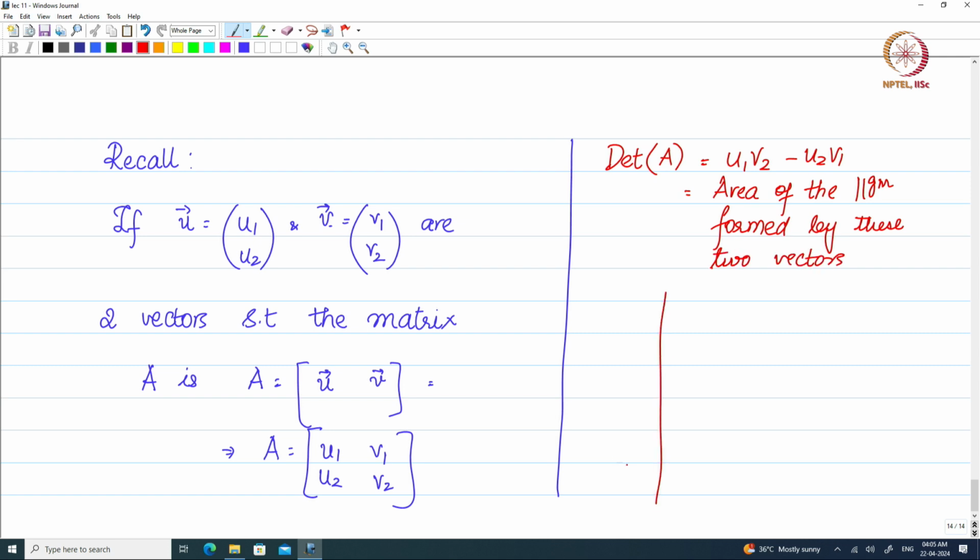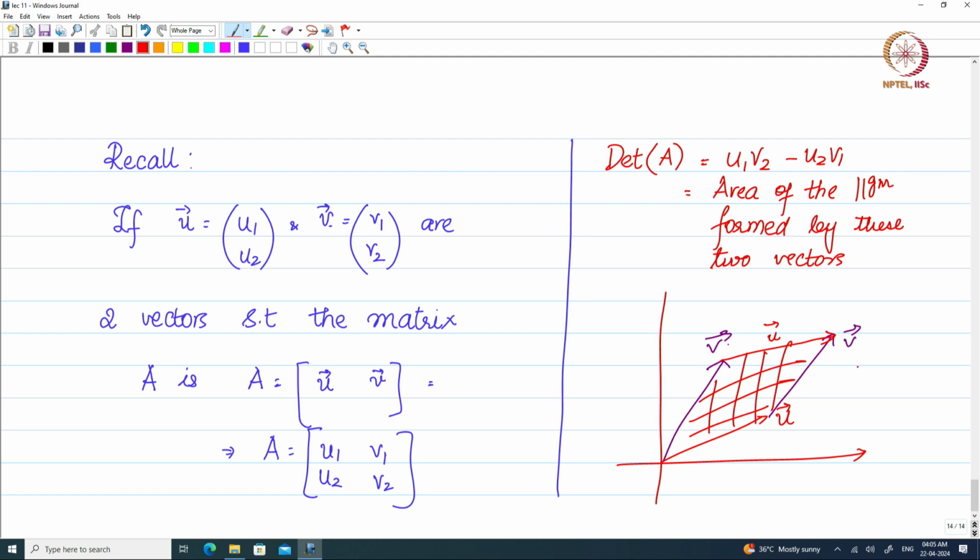So, suppose we have this vector u and we have this vector v, and we said that this is going to be vector v and that is going to be the vector u. We said that the area of this parallelogram is basically given by the determinant of this matrix. This was all fine in 2 dimension. Now, we want to look at the same thing in 3D.